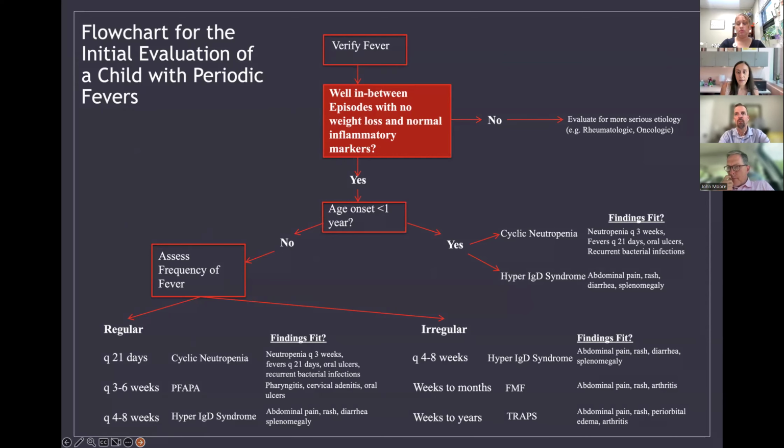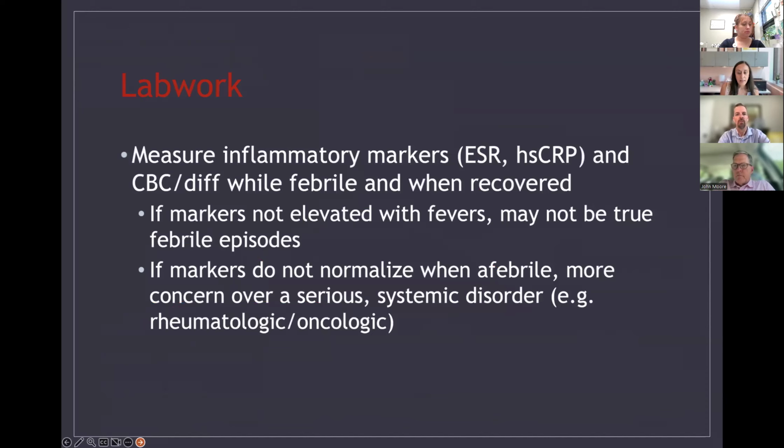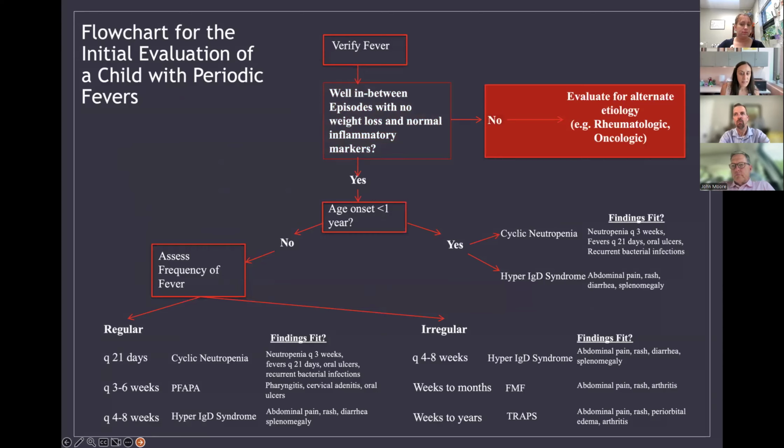So again, I usually check a high sensitivity CRP, a SED rate, and a CBC with diff. A regular CRP would be just fine too. Okay. If you've convinced yourself that they look fine between episodes and that they have normal inflammatory markers in between episodes, then you're sort of down the pathway of most of our patients.